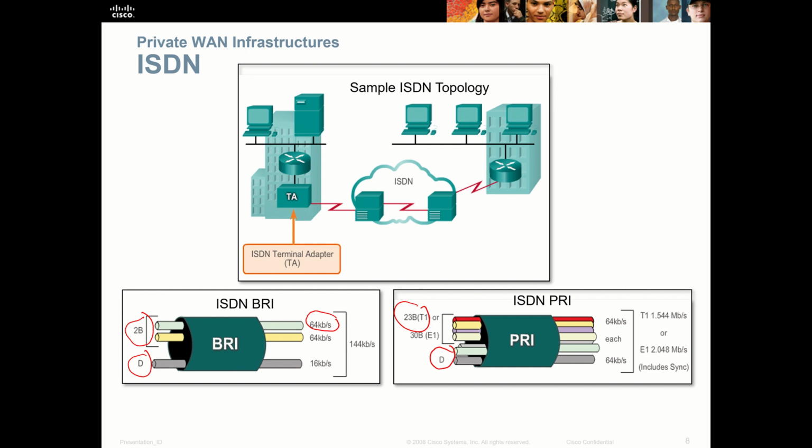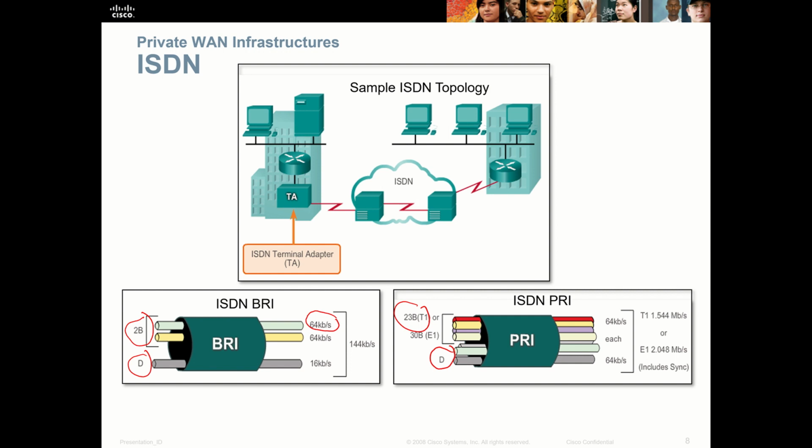But if the customer resides in London or even Malaysia, they will use the 30B E1 channel. Since PRI uses multiple channels, the direction can be configured in order to accommodate whichever needs the most bandwidth. So this could not be done in the ISDN BRI.